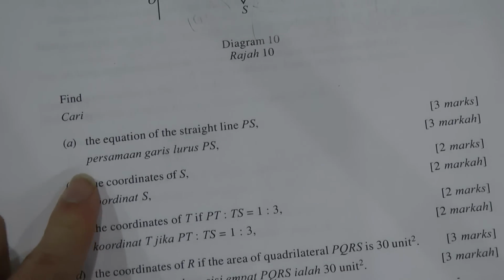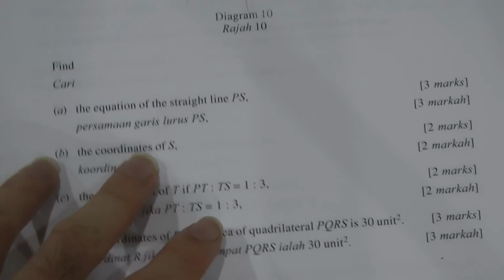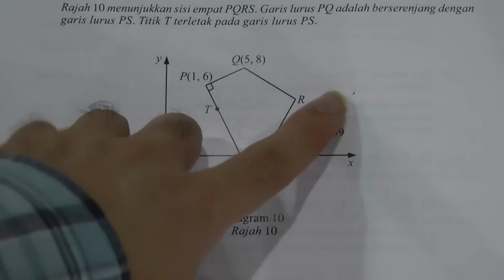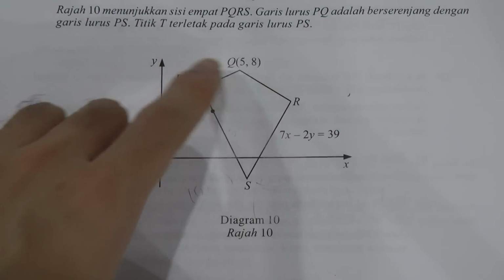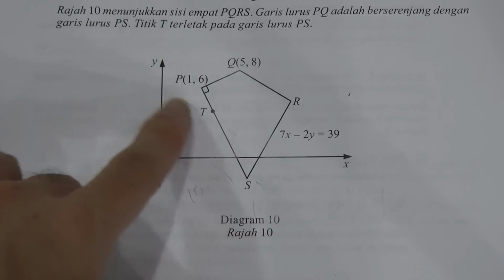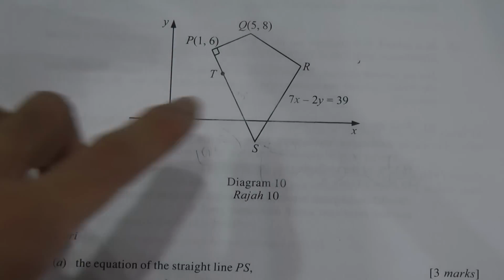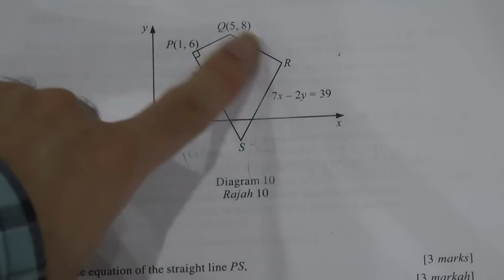You want to find the coordinate of R if the area of quadrilateral PQRS is 30 units square. So you want to find coordinate R. You got this coordinate, this coordinate, this coordinate, because in order to find an area, you need to have 4 coordinates. Now we do not have R, and then he asks you to find R. It's very common, and then he gives the area is 30.